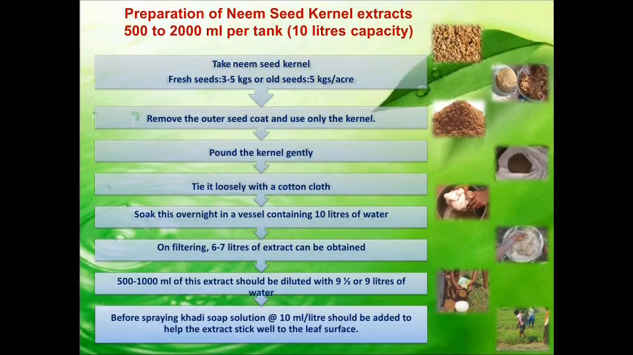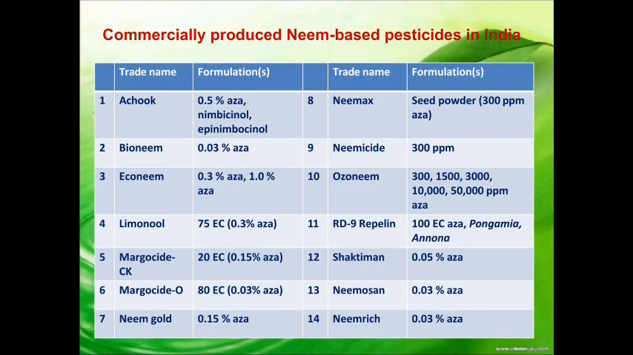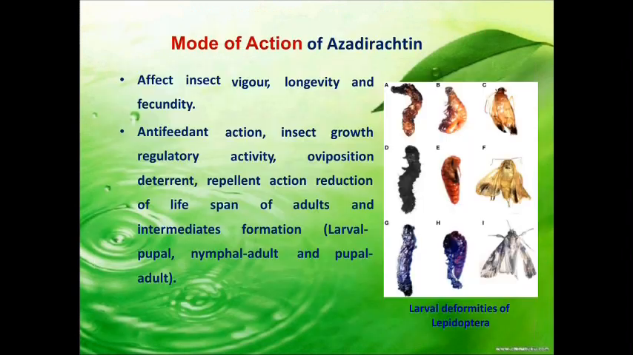This is the preparation of neem seed kernel extract: 500 to 2000 ml per tank, or 10 liters capacity. This is the flow chart, or the protocol, for how we can prepare the neem seed kernel extract with the help of neem seed. Then these are some of the commercially available neem based products or neem based pesticides in the markets.